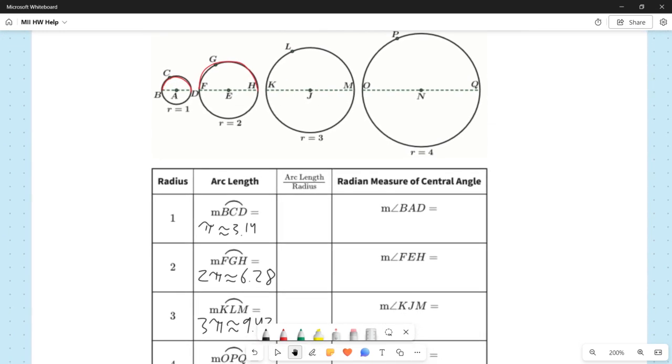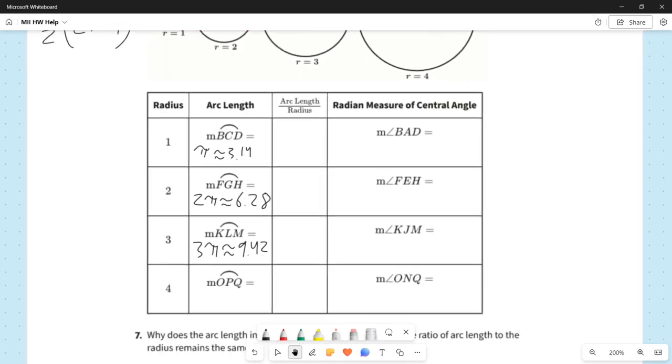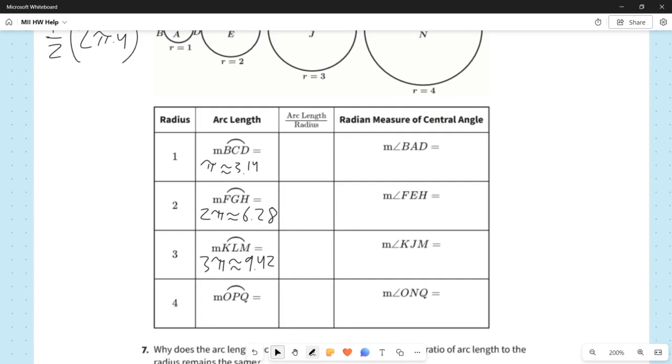Last but not least, we've got our largest circle. So our circumference over here, we can pretty clearly see what's going to happen. 1/2 times 2 times pi times 4. My half and my 2's cancel, and I'm left with simply 4 pi. And 4 pi, again, you don't need to know this, is approximately 12.56. All right. Now we can move on to our third column here.